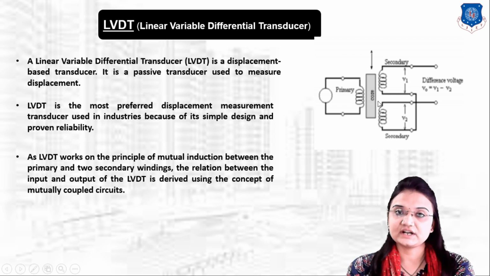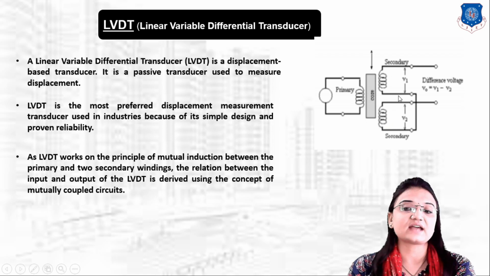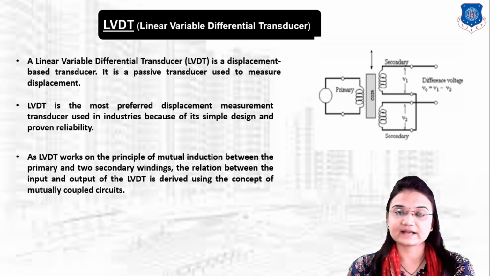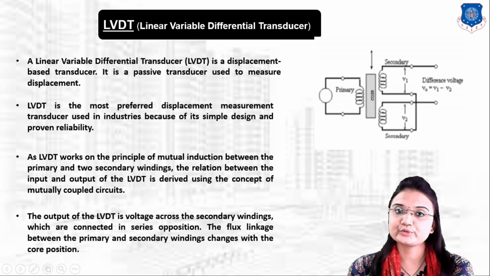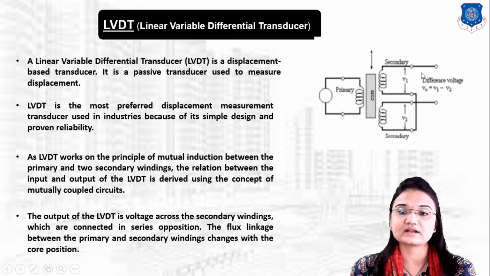Okay, in the LVDT you can clearly see in this image there is one primary winding and two secondary windings present. With the help of mutual induction between the primary winding and the two secondary windings, we can get output. The relation between the input and output of the LVDT is derived using the concept of mutual induction of these coils. You can see in this image we get output V0, which is the difference of V1 minus V2. The output of the LVDT is in the form of voltage across these two secondary windings, which are connected in series.